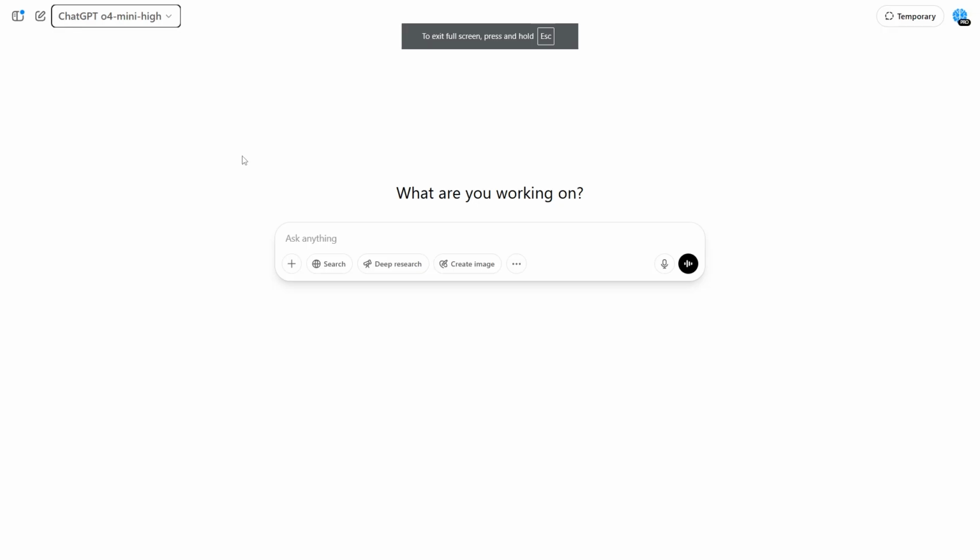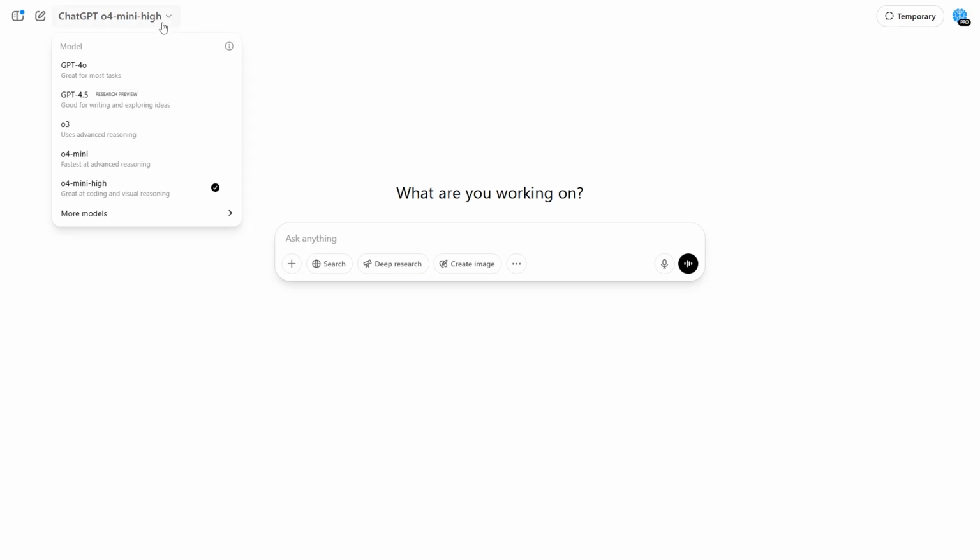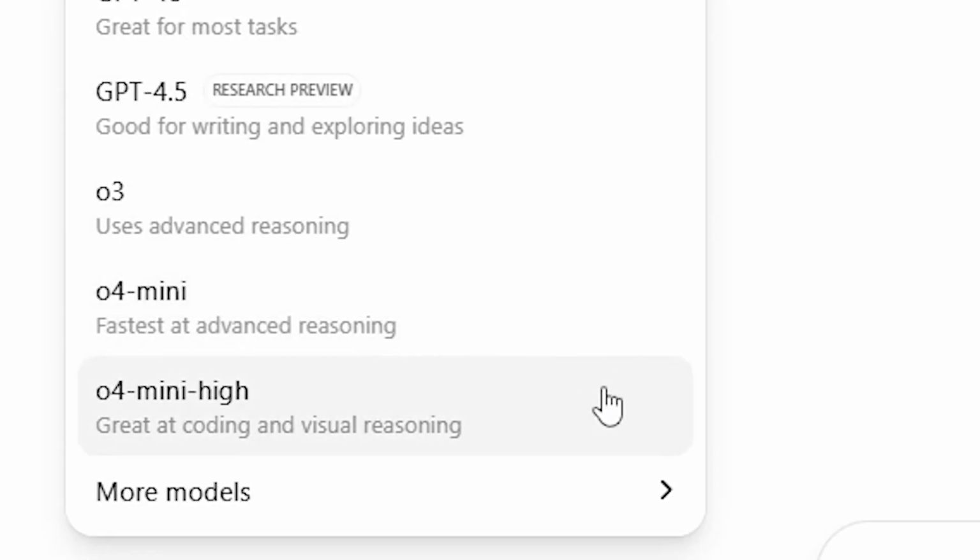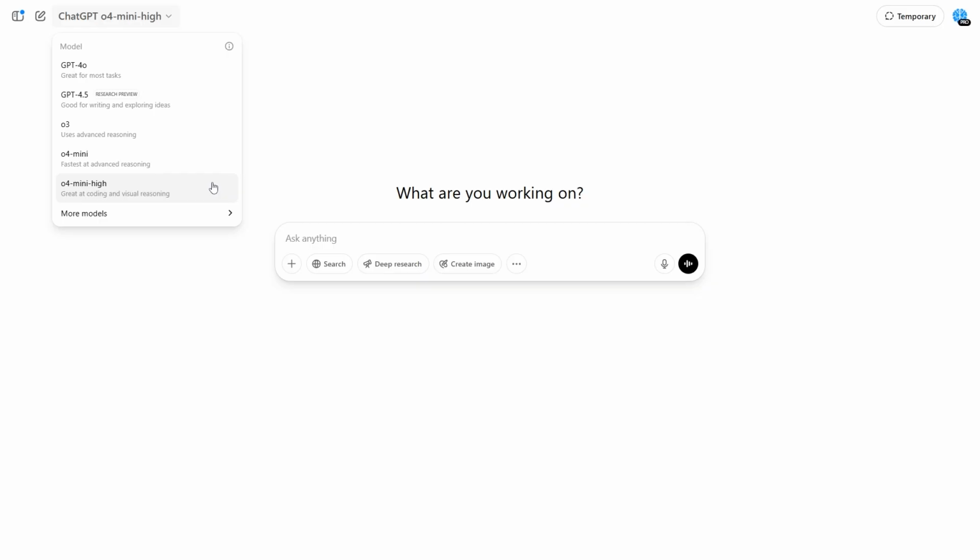Now, the model I use here is one that most people don't actually know exists. The model I use is O4 Mini High. O4 Mini High is great at coding and visual reasoning. Every other model is subpar or just inefficient when it comes to truly looking at an image and analyzing the real details. And trust me guys, I've tested every single one of them. So with O4 Mini selected, here's what I did.